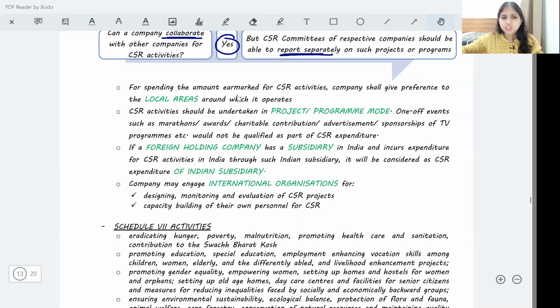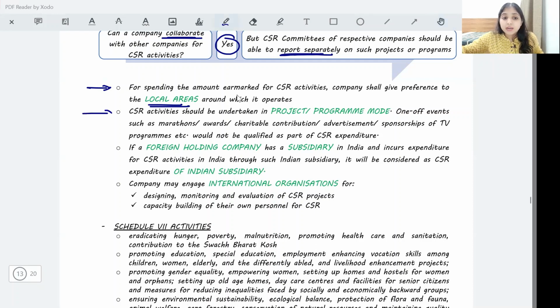Number one, this is not a mandatory point. This is just a suggestion that we're giving to the company. When you're doing CSR activities, give preference to local areas in and around the place where the company is situated. Do activities around those areas. Give preference to local areas. If it has a factory in a particular place, give preference to the surrounding areas. If it has a branch office in a particular place, give preference to the surrounding areas.